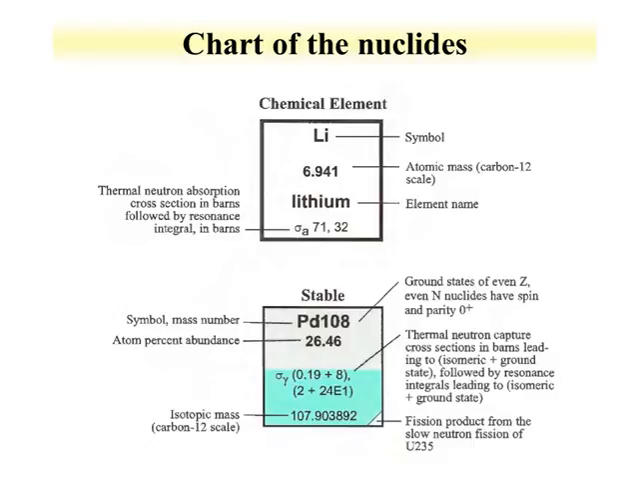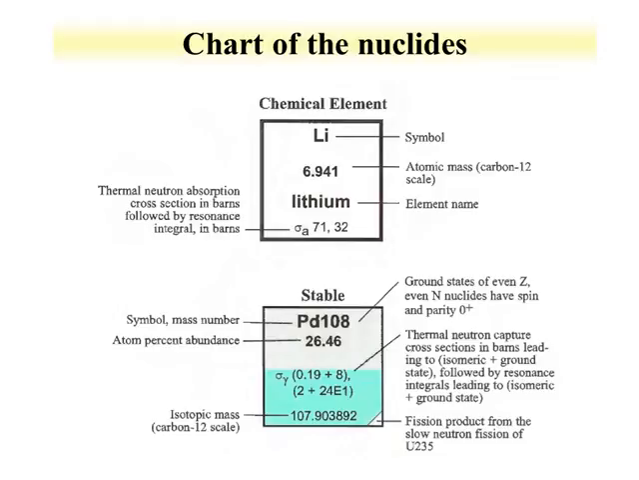Some of the primary data that's available is listed here, and this is from the legend in the chart of the nuclides. For any chemical element, you'll see the symbol, the atomic mass, the name, and cross-section data for thermal and resonance integrals. So for a stable isotope, you'll have its symbol and mass number, the percentage of that isotope that is composed of that element. So palladium 108, 26.46% of palladium is the 108 isotope.